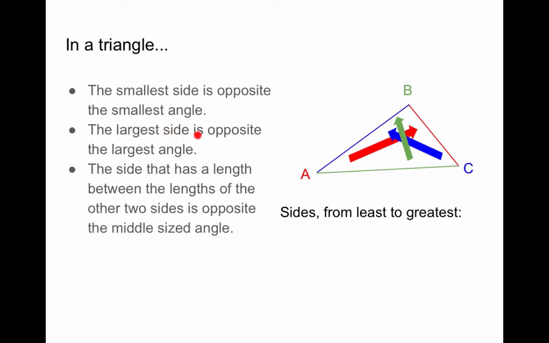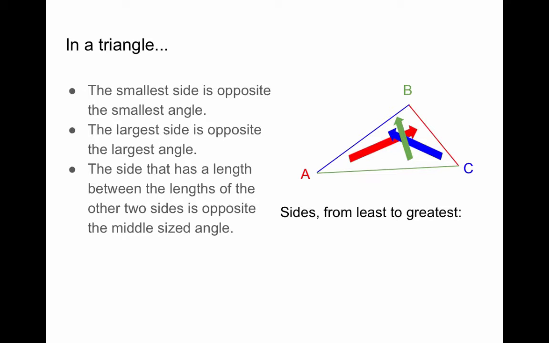The largest side is opposite the largest angle. So again, in this one, it looks like the largest side is AC and the largest angle is B. The side that has a length between the two lengths of the other sides is opposite the middle-sized angle. So in this case, that would be AB, and that's across from angle C.